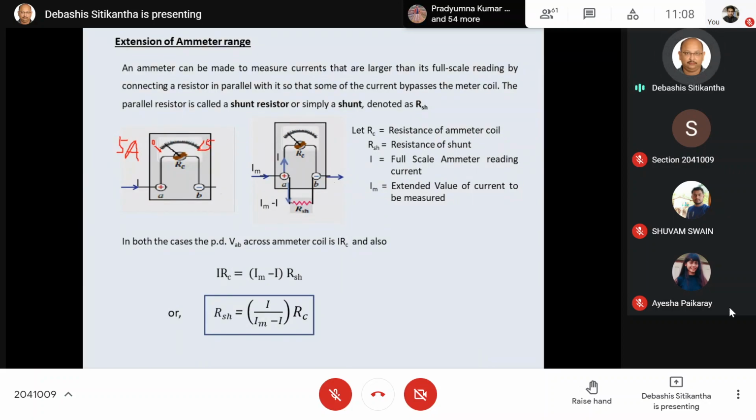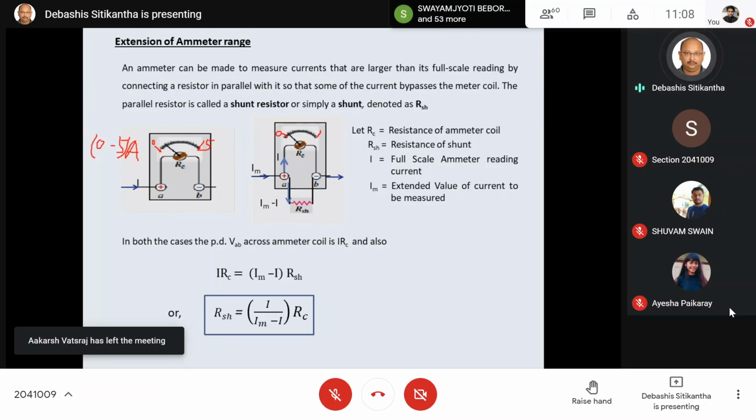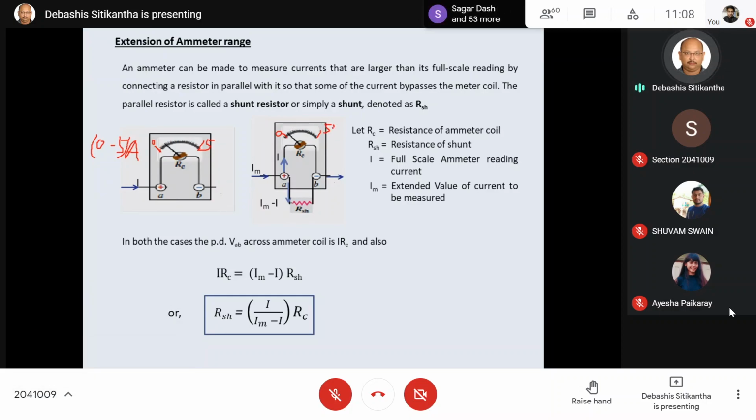Now, suppose I want to increase the value of this maximum current to be measured. It is known as extension of the range. So here the range is actually 0 to 5 ampere. Now I want to increase the value of this range to, let us say, from 0 to 50 ampere. That means the same ammeter can be modified to measure an extended range of the current. From 5 ampere, we can make it measure a current higher than that. So let us say the current that it can measure is now extended to 50 ampere.